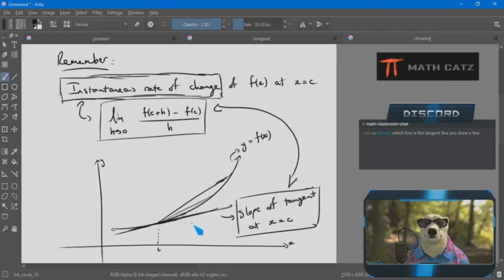Yeah, my tangent line got a little away from me there. I totally admit there. Let me clean this up for you.